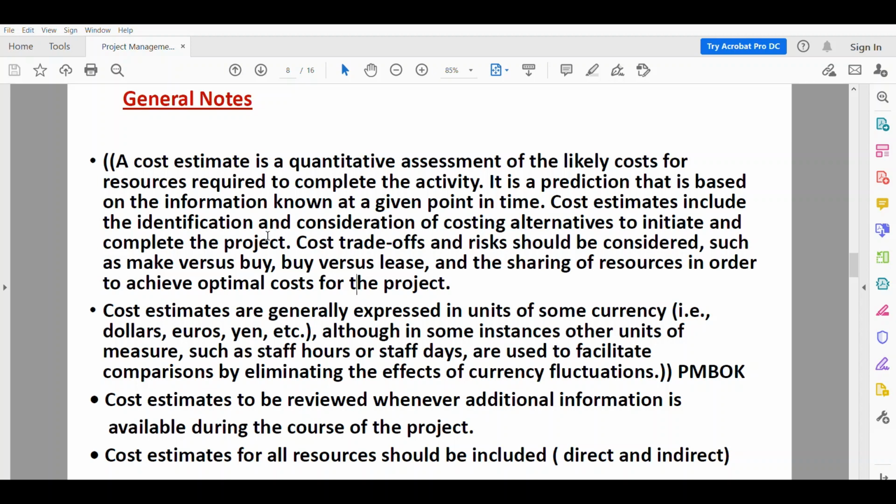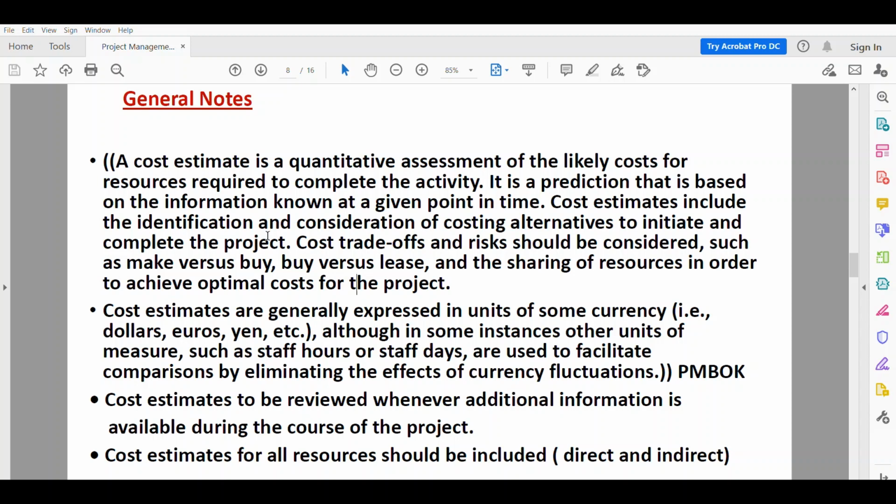Four notes here. A cost estimate is a quantitative assessment of the likely cost for resources required to complete the activity. It is a prediction that is based on the information known at a given point in time. The second point is the cost estimates are generally expressed in units of some currency like dollars, euros, yen, etc. Although in some instances, other units of measure such as staff hours or staff days are used.